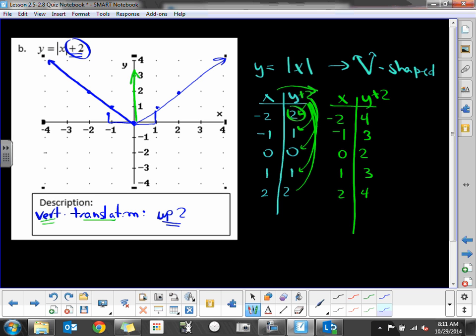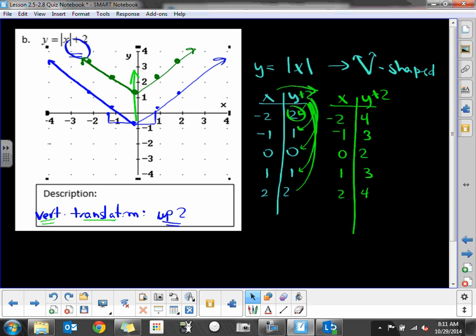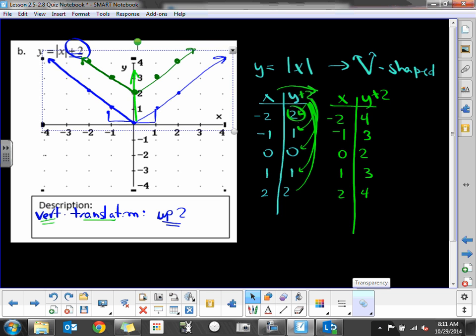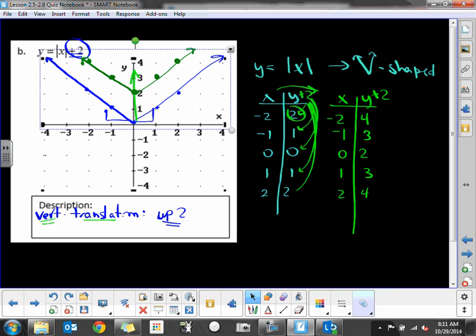My final graph should be the graph of the ordered pairs I have listed on the right. So -2, 4, -1, 3, 0, 2, and then 1, 3, and then 2, 4. This is the new location of our transformed graph. As you can see, it's merely just sliding your graph up 2 units. Okay, so that is the only transformation that we have on that graph.